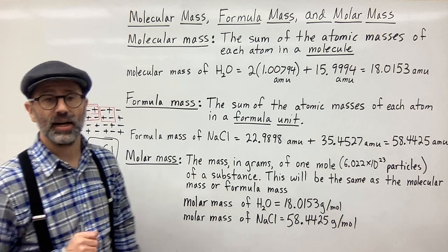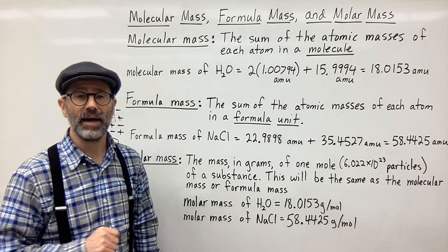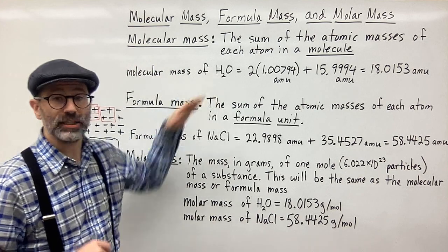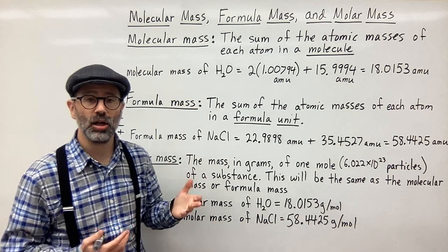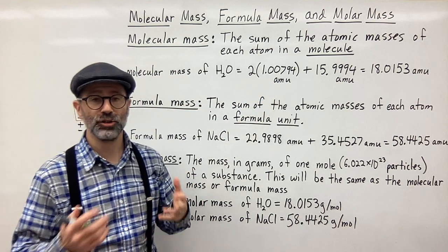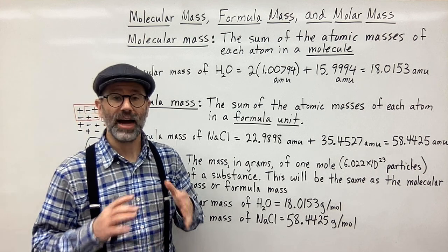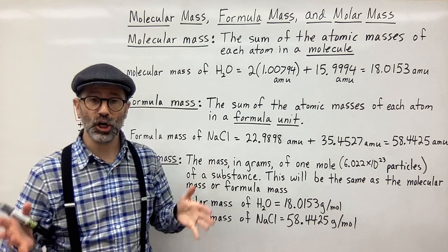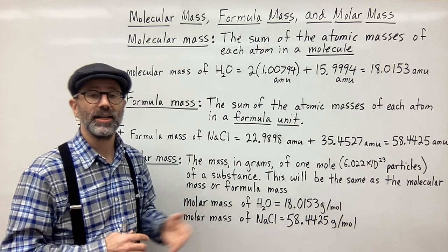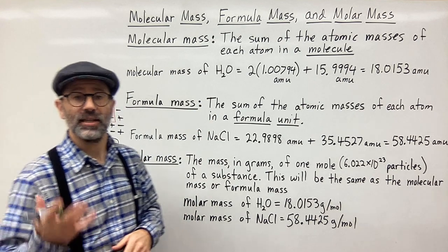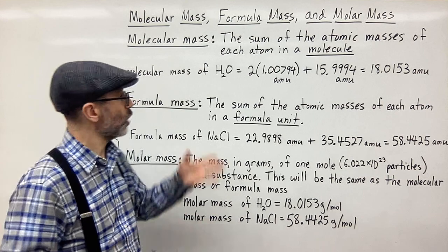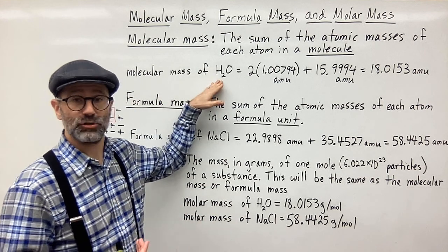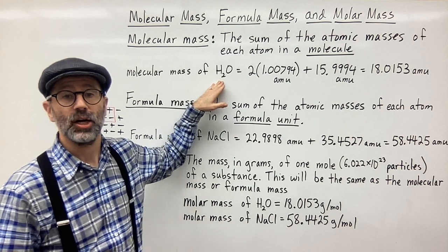Now, let me say straight off the bat that you're probably wondering, well, H2O has a formula, so why can't we call this the formula mass of H2O? Well, you can. That's because a formula is a more general term. It applies to molecules as well as to ionic formulas. So you can call this the formula mass. The molecular mass of H2O is the same as its formula mass, right?